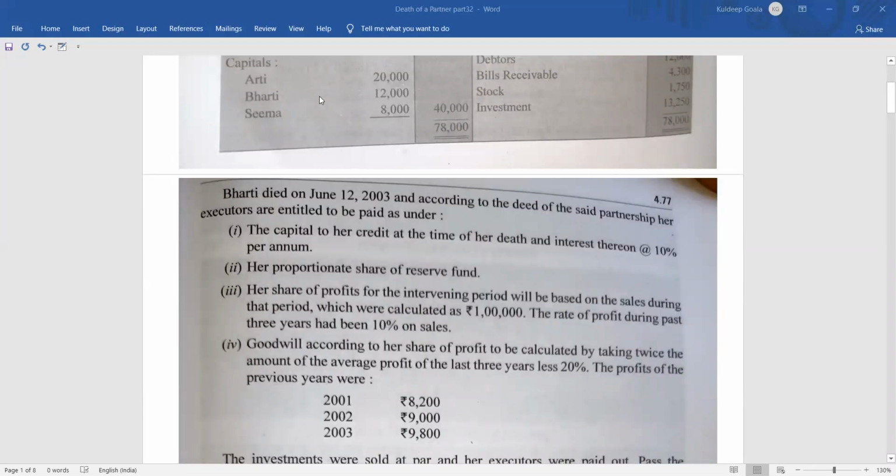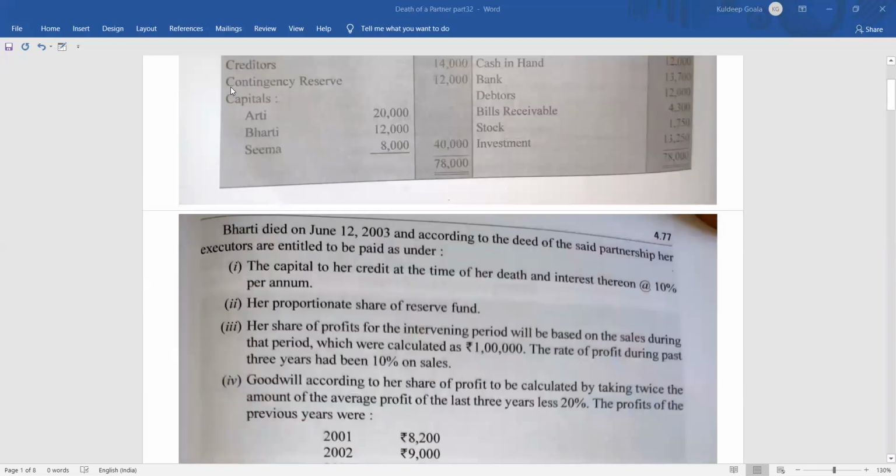The first one is the capital to her credit at the time of death, and interest thereon. The capital, as I told already, is 12,000, right? Along with that, we have to give the interest also. So what will be the interest?